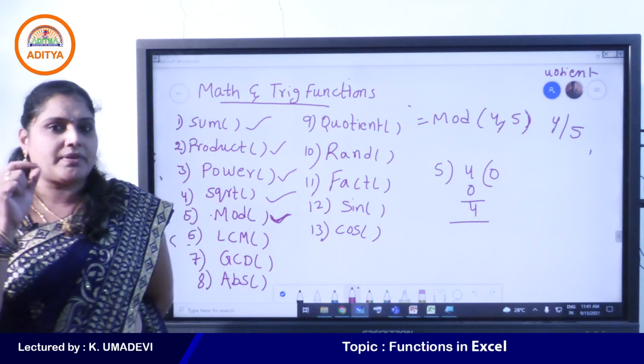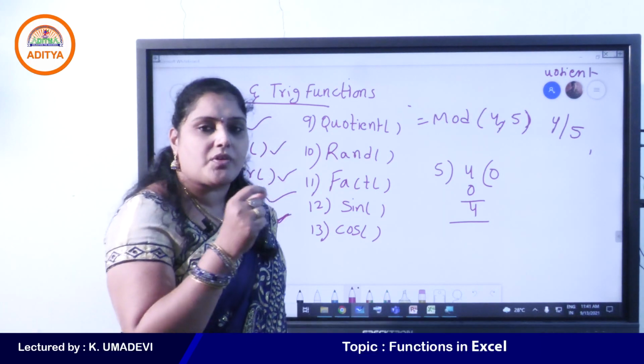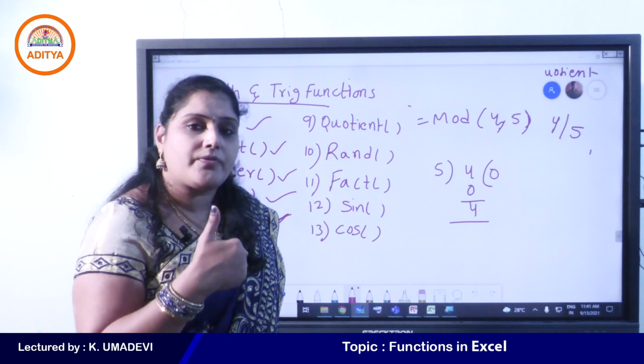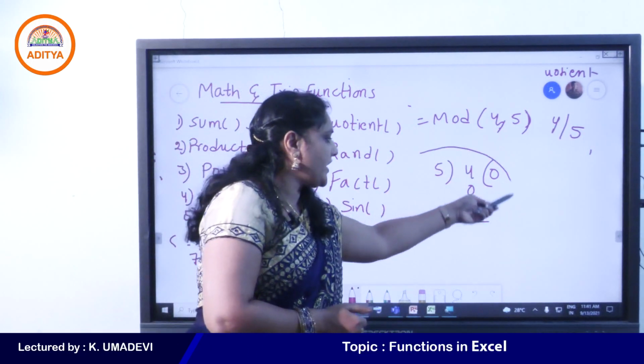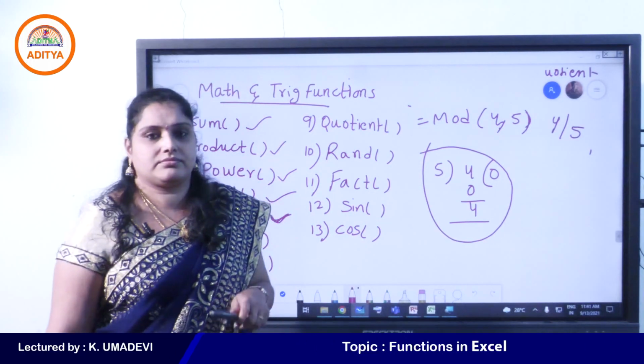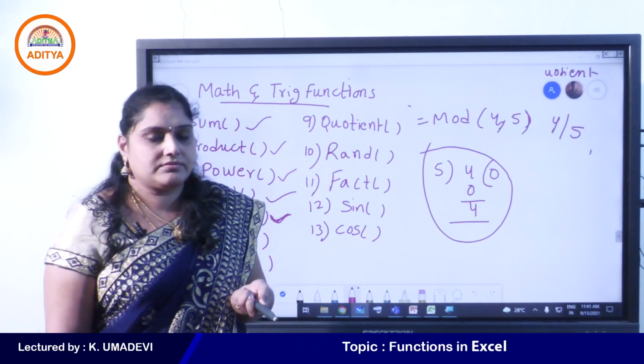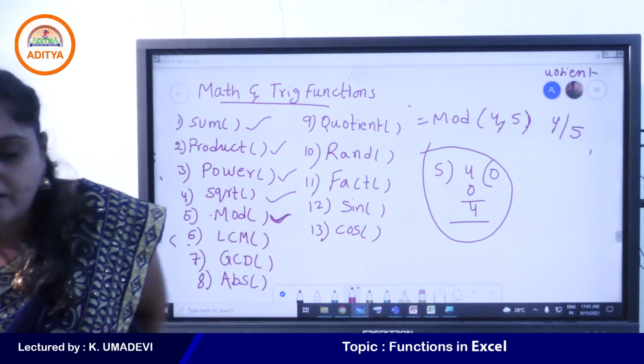So just remember one thing: if the numerator is smaller than the denominator, then the mod function always returns the numerator as its result. Why? Because it calculates like this. Clear? If you have any doubt with the mod function, ask.